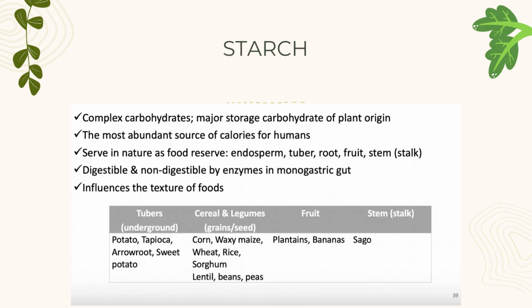Starch is the most famous polysaccharide used in the food industry as a food ingredient. It originates from plants as a reserve energy, and it is used as our source of calories. It exists in endosperm, tubers, roots, fruit, stem, and cereals. Some of them are digestible and some are non-digestible, depending on how they are digested in our stomach and intestines.